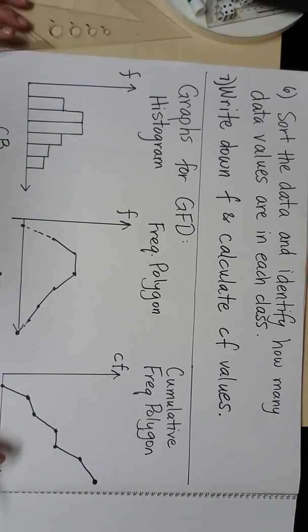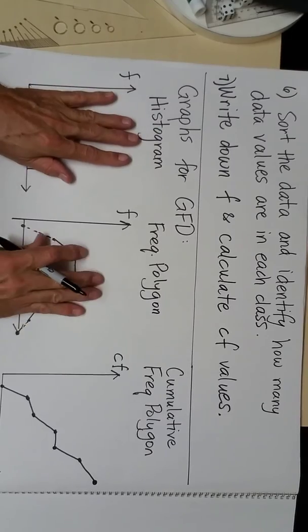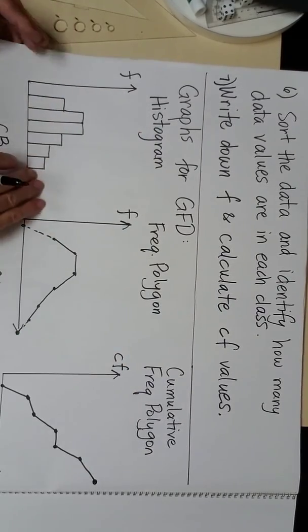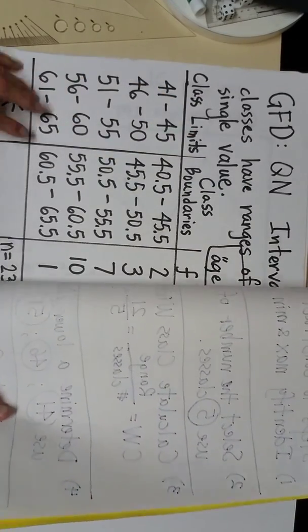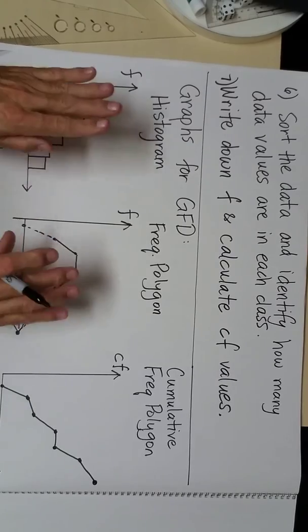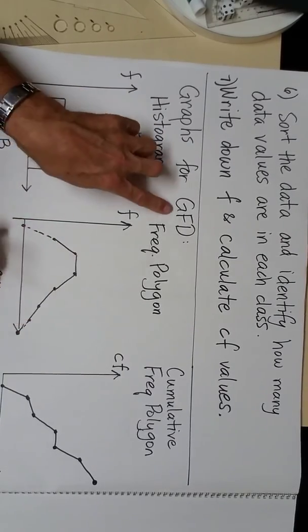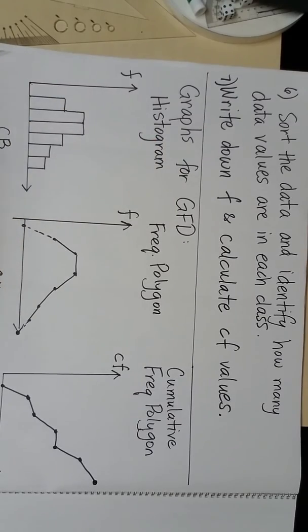Okay. I'm going to demonstrate each one of these graphs in separate videos using the same data from our ages of parents. But this is the only time these three graphs are drawn for this kind of information. Stop video.